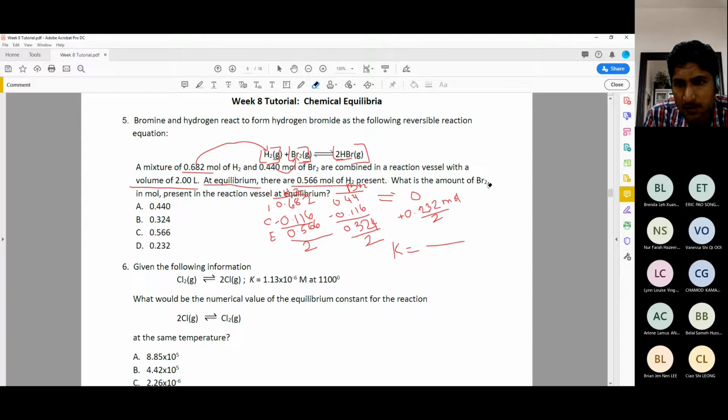What is the amount of bromine in mole present in the reaction vessel at equilibrium?